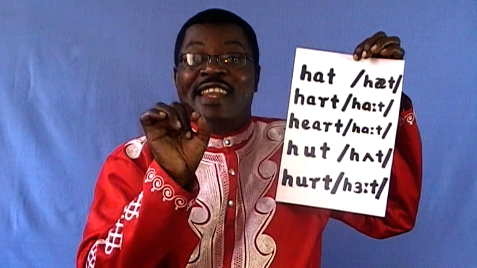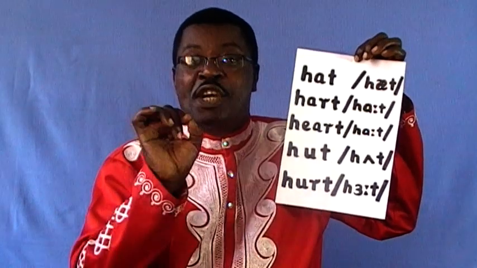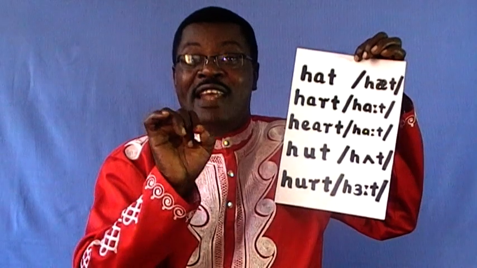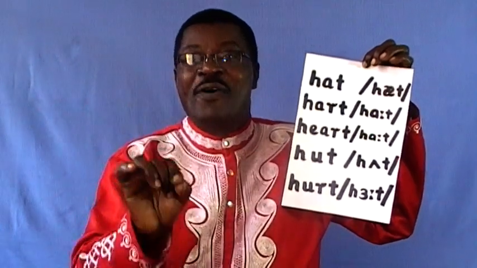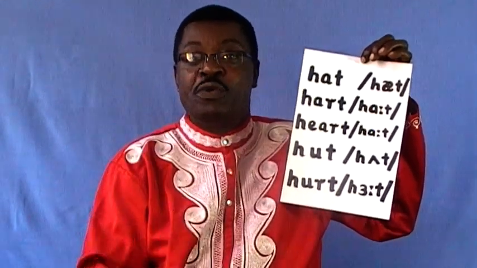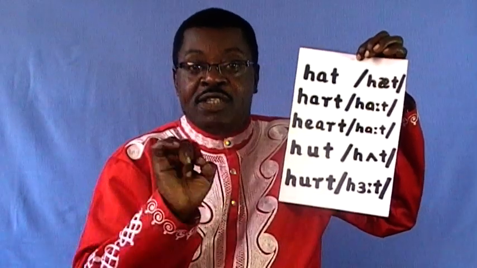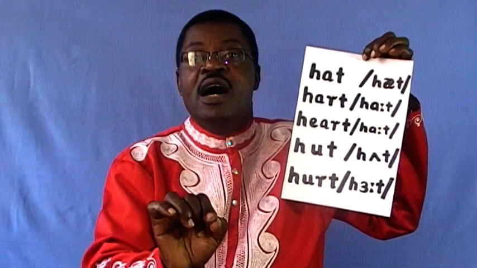Let me clarify something. The U and R in that word function as a digraph, that is a combination of two letters representing one sound, and the sound that U-R represents in the word H-U-R-T is the long mid-central sound. So you say, hurt, hurt. So we have hat and hurt.